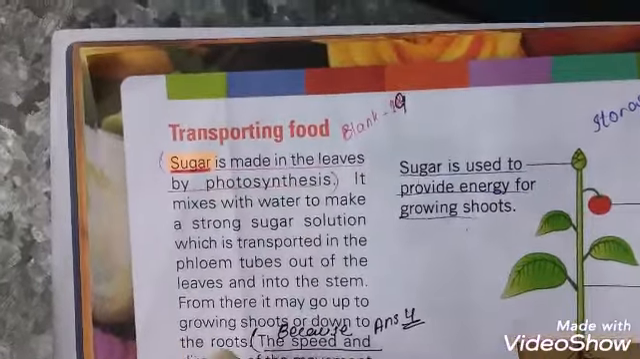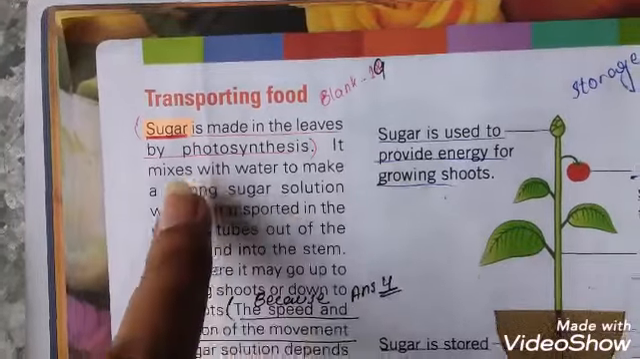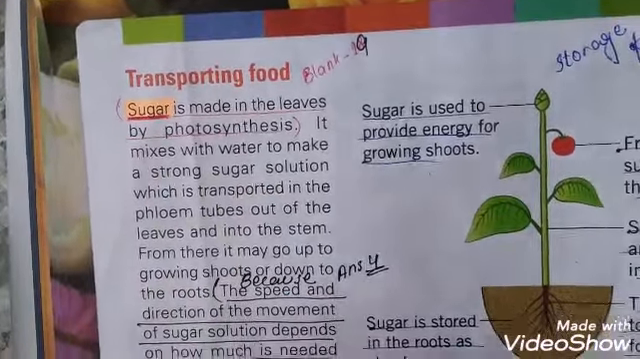Dear students, only one blank is present on this topic. Blank is made in the leaves by photosynthesis. Answer: sugar.